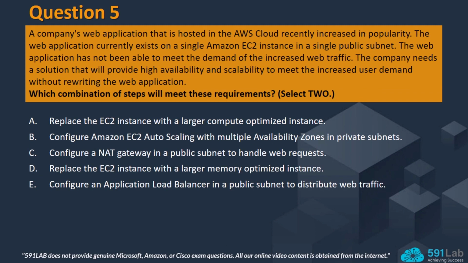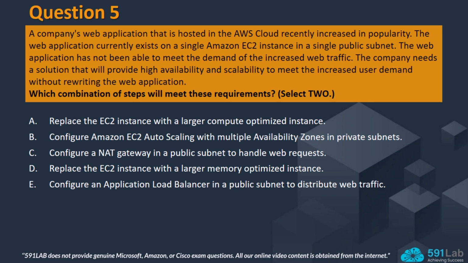Alright, so the next question is, a company web application that is hosted in AWS recently increased in popularity. The web application currently exists on a single Amazon EC2 instance in a single public subnet. The web application has not been able to meet the demand of the increased web traffic. The company needs a solution that will provide high availability and scalability to meet the increased user demand without reviewing the web application. Which combination of steps will meet these requirements?